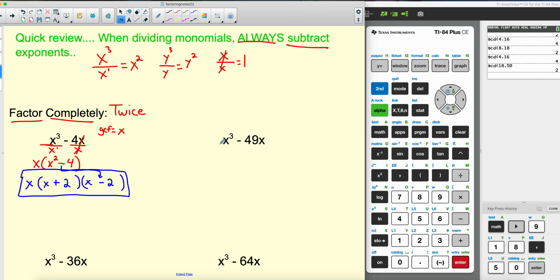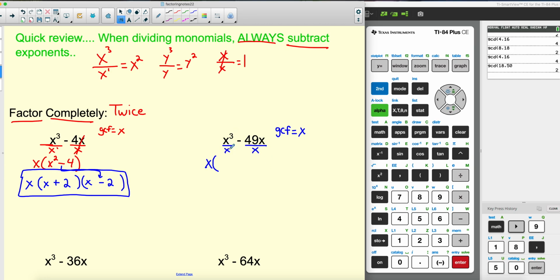Notice I have no coefficient here, guys. That means there's going to be no numerical GCF. So your greatest common factor, guys, when you have x to the third and x to the first, is going to be x. That you can't use your calculator for. That you have to know. Okay? So you pull out x, open one parenthesis, bring your x up and divide, guys. You always divide by the GCF, always.